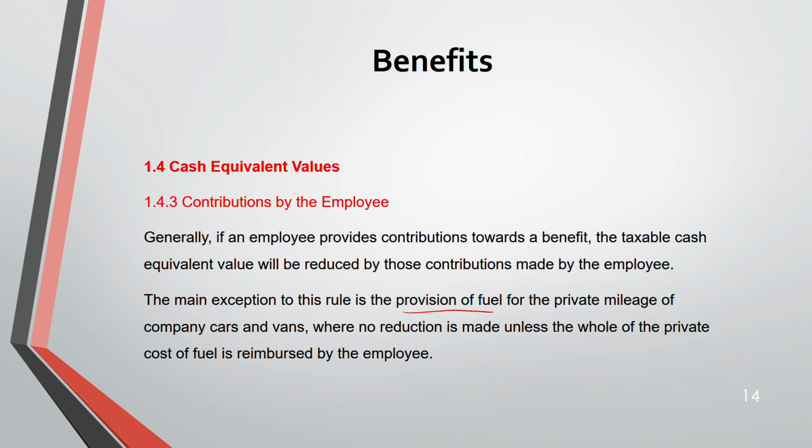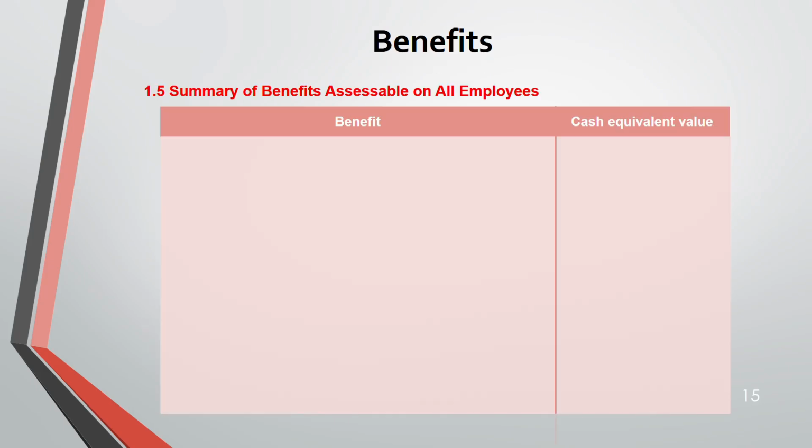This is for the employees. Okay, this is the provision of fuel for both company cars and vans. It works for both. So an employee can only reduce this for the cost of fuel if they fully pay for it. Otherwise, no. So this is the benefit, each benefit, and this is their cash equivalent value. First one, living accommodation, excluding ancillary expenses. It does not include the other expenses, only the cost of the home. So we'll see section 3.3 and 3.4.